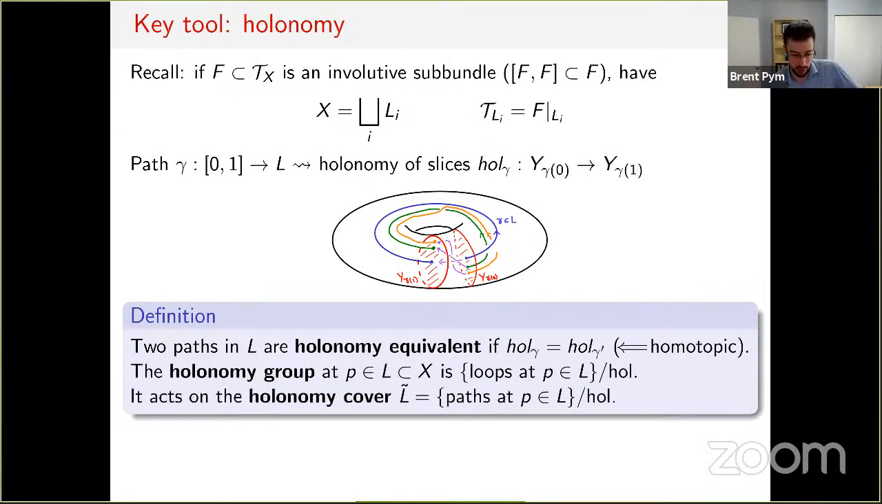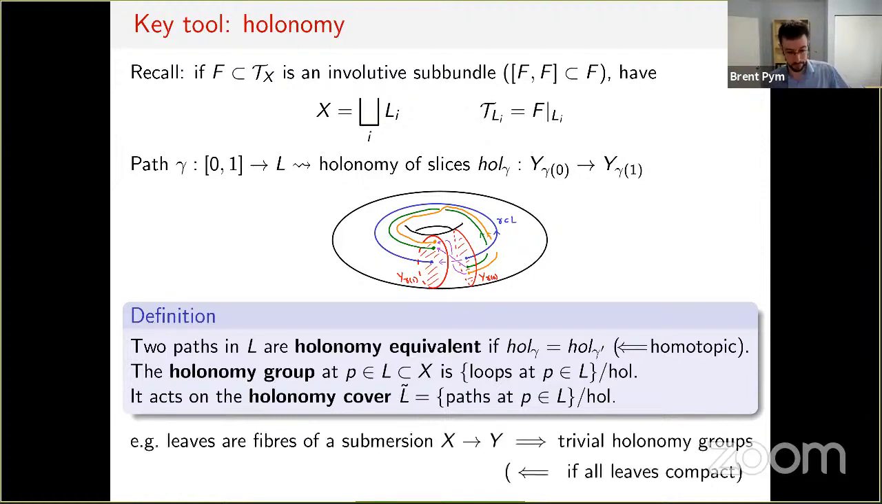And similarly, you can construct a special covering space of the leaf. So you choose a base point in the leaf, you consider all the paths which come out of it, modulo holonomy equivalence, and that will give a covering space of the leaf, which is called the holonomy cover. It's the covering on which all of the holonomy transformations become trivial. So for instance, if the leaves of the foliation are the fibers of a submersion, then all of the holonomy groups are trivial. And in fact, the converse is also true if the leaves are compact.